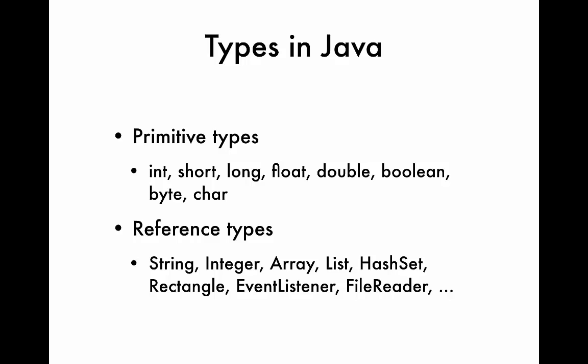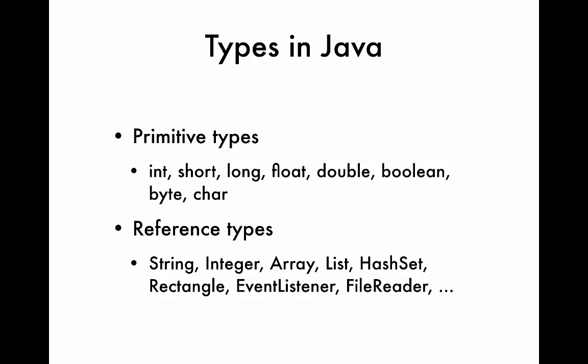A class defines a reference type. When you create a class, you create a type. That means all of those 4,000 classes in the Java Standard Library are all reference types.